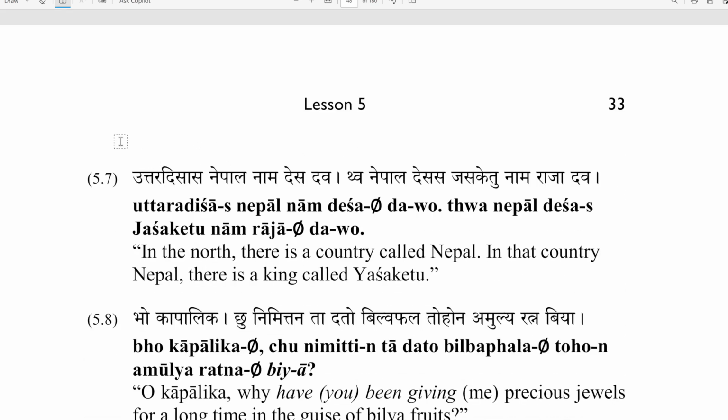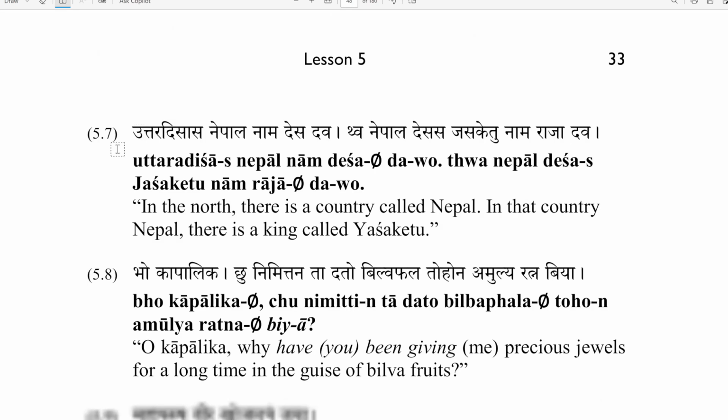So we have a few sentences given by the author here. The first one: Udar dishasa Nepal nama desha davo. So udar is north, disa is direction, sa is the locative case ending, Nepal is Nepal. Nama is the name, Desa or Desha is country in Sanskrit, and Davo is the stative participle of the verb meaning existed. So in the north direction, there is a country named Nepal.